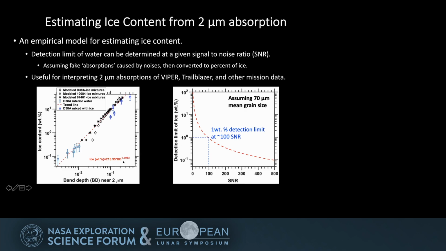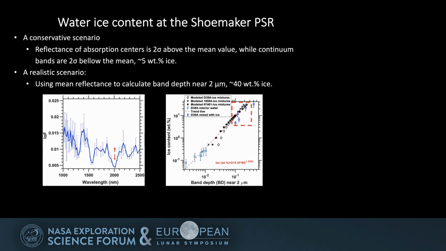And this is very useful to determine the detection limit of water ice based on the 2-micron absorption with a given SNR, as shown in the red plot. So for a 1% detection limit, you may need around 100 SNR, signal to noise ratio. And it could also be very useful for interpreting 2-micron absorption features of future mission data, for example, VIPER and Trailblazer, because they all have measurements in this wavelength range.